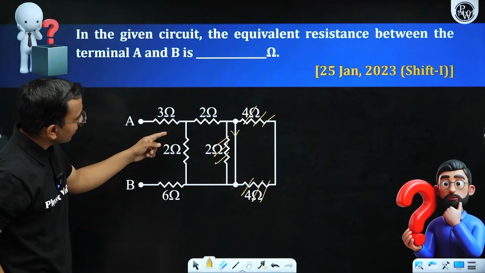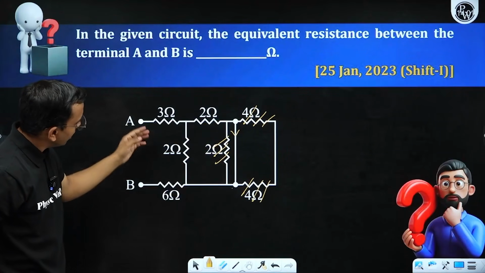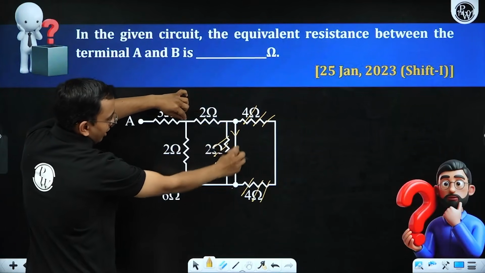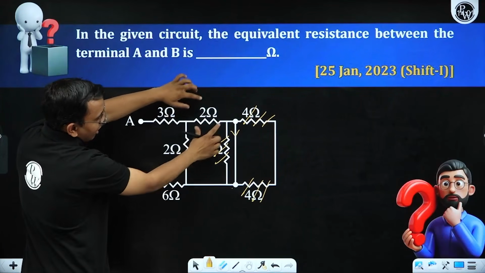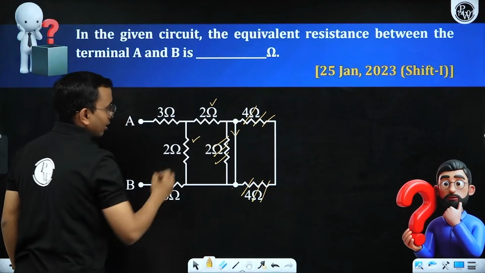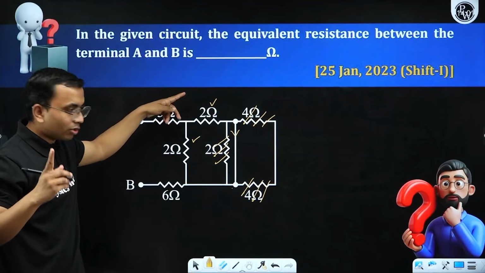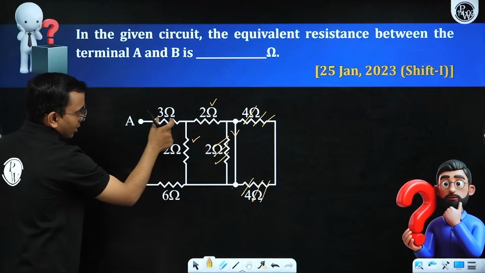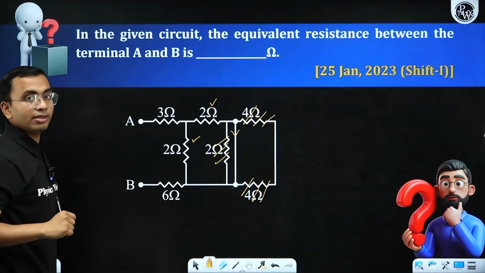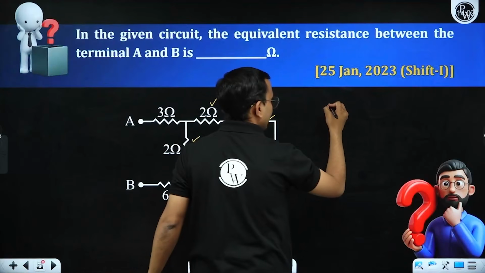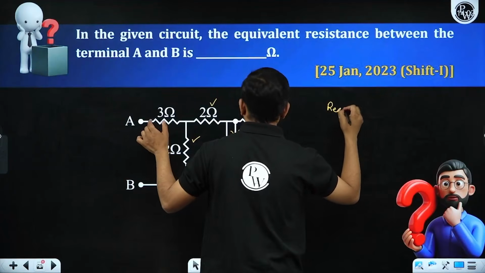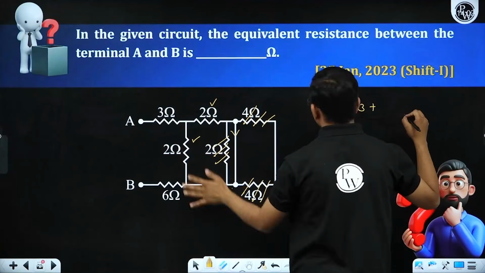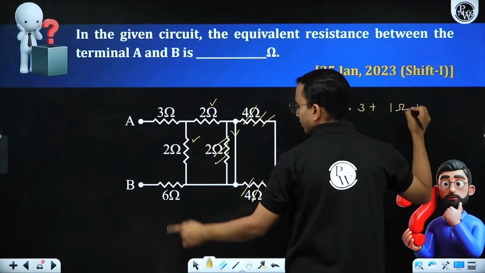Now you see, this 2 ohm and this 2 ohm are in parallel, both ends. If you connect this end here, it's the same thing. The parallel combination of these two will give us 1 ohm. 1 by 2 plus 1 by 2, that is 1. So this is 1 ohm. Now this 1 ohm, this 3 ohm and this 6 ohm are in series. So I'll say R equivalent here is this 3 ohm plus, here I got this as 1 ohm, plus this 6 ohm.